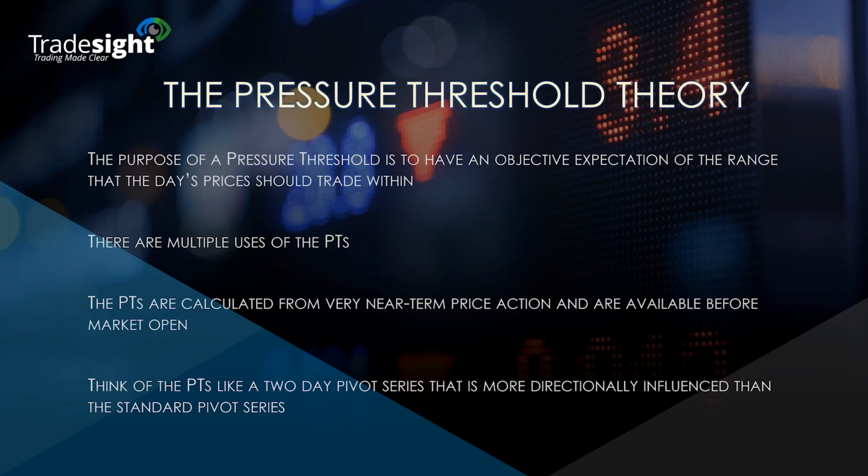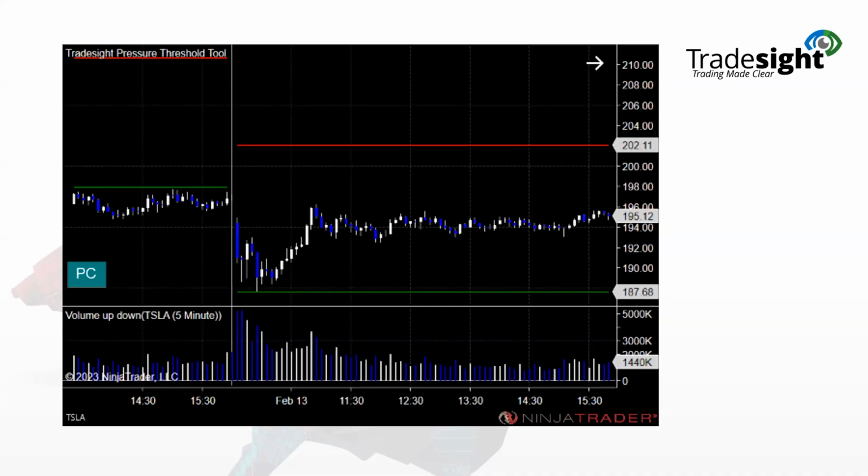So just like a pivot series, if Apple closes today, I can go calculate the pivot series for Apple tomorrow. That's how a pivot series works. It's the same thing with the pressure thresholds. I get the numbers, I already have them for tomorrow if I want them. So think of the pressure thresholds, we call them PTs, like a 2-day pivot series that is more directionally influenced than the standard pivot series. And I'm just going to first show you some charts, and then we're going to dig into the math. We're going to dig into the uses of them.